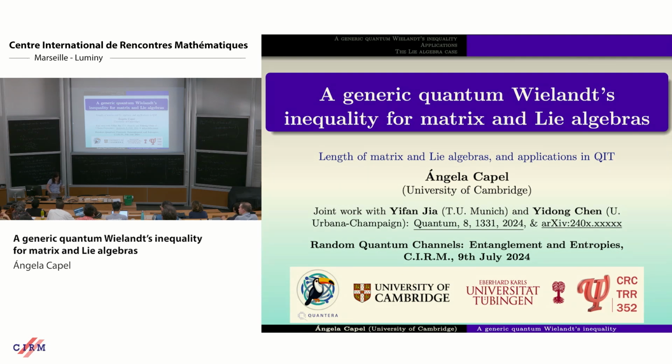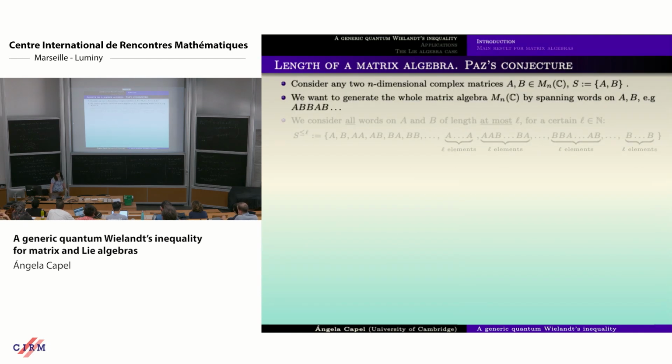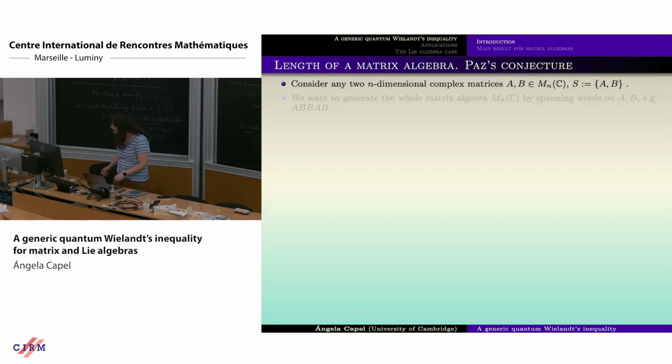No problem. So I will start with the definition of the length of a matrix algebra, and this is actually a very old problem in linear algebra that is called the Paz conjecture, and I will tell you now what this is about. So what we are going to do is consider two n-dimensional complex matrices A and B.